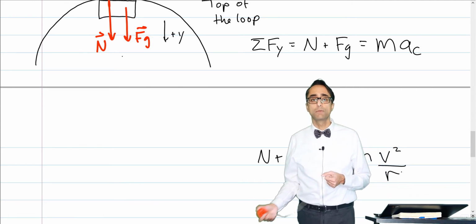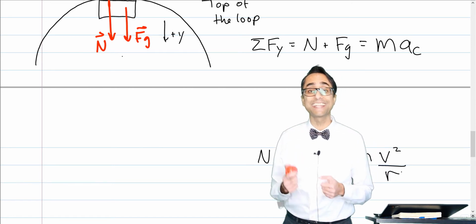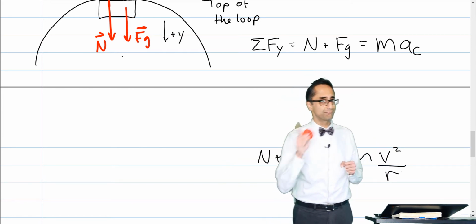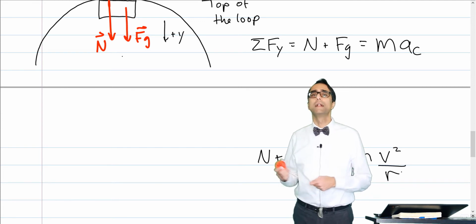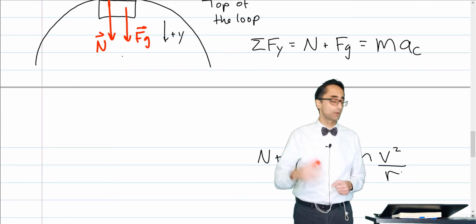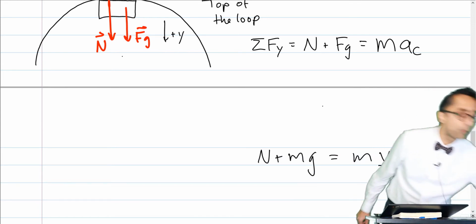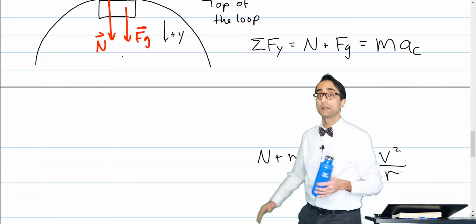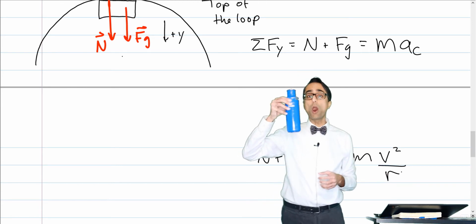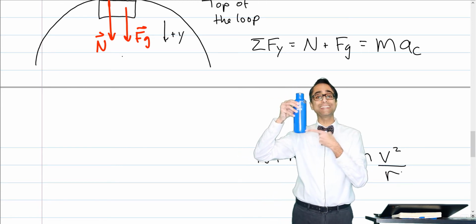That's right, it's zero. The tension is zero. I hope I said tension and not normal force there. I meant the tension is zero. And similarly, we can do the same problem for the pilot doing the loop-de-loop, or the water that's located in this water bottle.